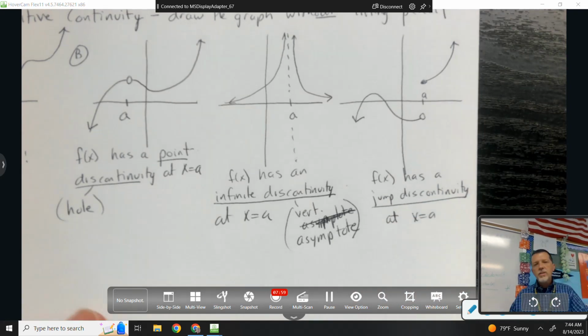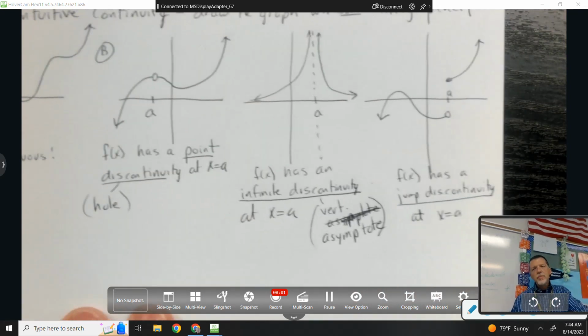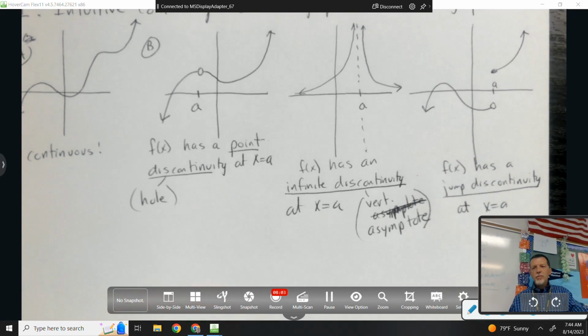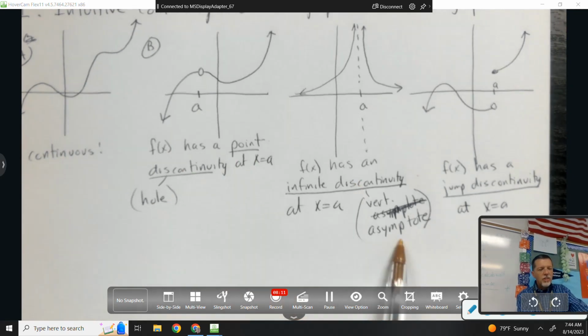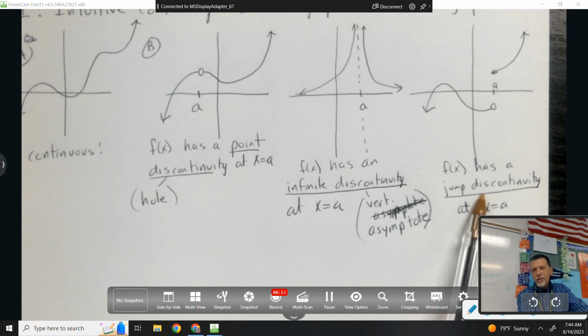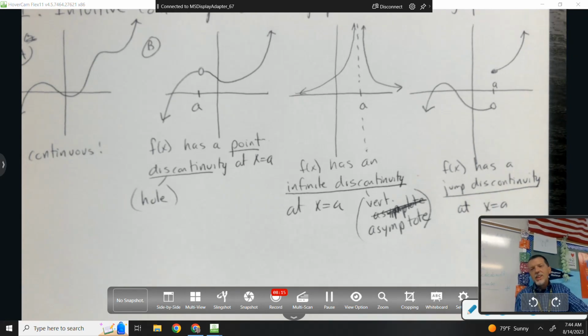Jump discontinuity at x equals a. And that one doesn't get a special name because it's a jump. We already, like these other two, have two names. Point discontinuity is a hole. Infinite discontinuity is a vertical asymptote. A jump discontinuity is a jump, so it doesn't get an extra name attached to it.